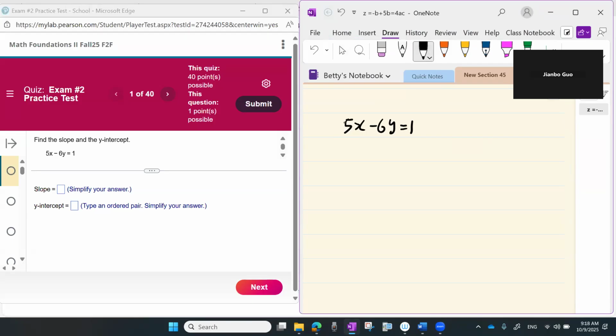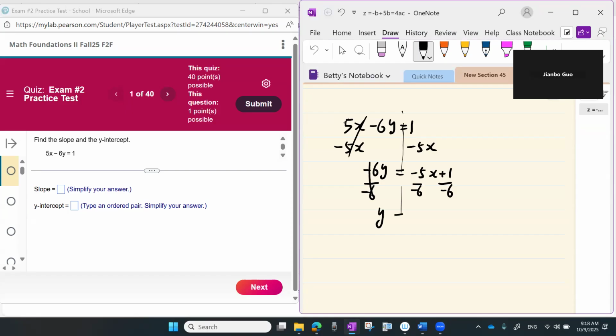One way to find the slope and the y-intercept is to rewrite the equation in the slope-intercept form. To do that, we isolate y on the left side. We subtract 5x from each side. We have negative 6y equals negative 5x plus 1. And then we divide each side by negative 6 to isolate the y on the left side.